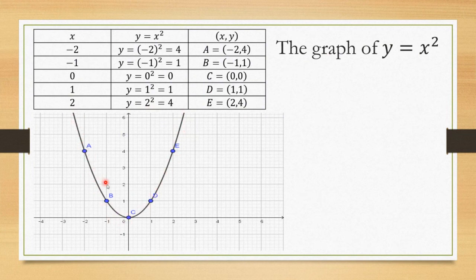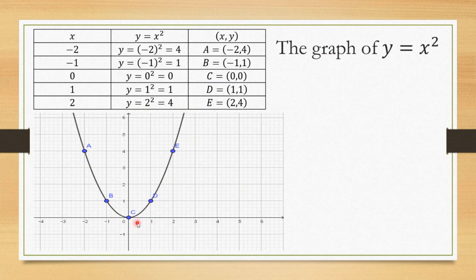I connected the dots, so to say, using a smooth curve. But any parabola is going to look something like this. It might be shifted horizontally to the left or right. It might be turned upside down. It might be compressed or stretched out horizontally. It's going to look something like this, though, a parabola.